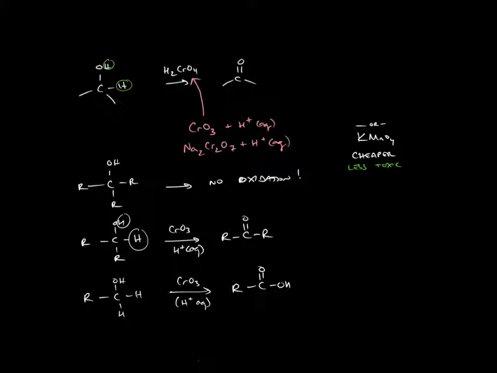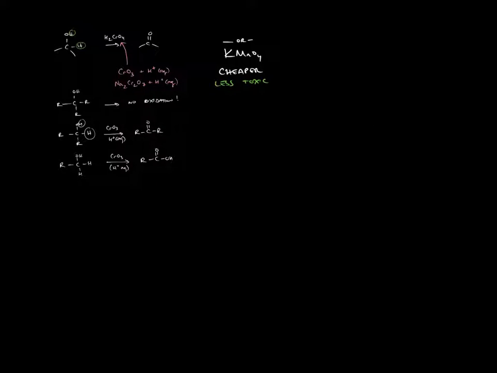As a fun side note, chromium will change its oxidation state over the course of this reaction, which also changes its color. The fact that chromium changes its color can be used as a test for alcohols, because if there is no alcohol, there is no oxidation that can be done by chromic acid. So this reaction is actually used in breathalyzers to be able to sense whether or not there is an alcohol present in somebody's breath.